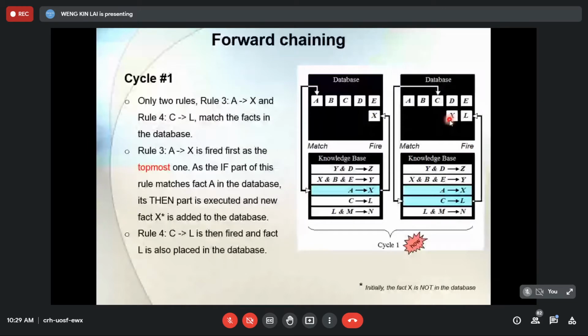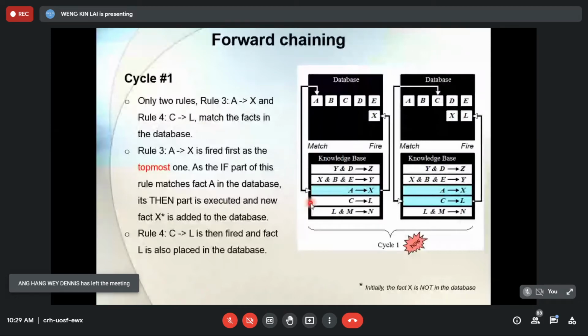Do I see L? Do I see M? So this will be here, right? After rule number 4 is fired, it's executed. So do I see L and M? I see L, but I don't see M. So rule number 5 will not be fired. That's why here you can see that you only have rule 3 and rule 4 fired or executed because they match the facts in your database, right?